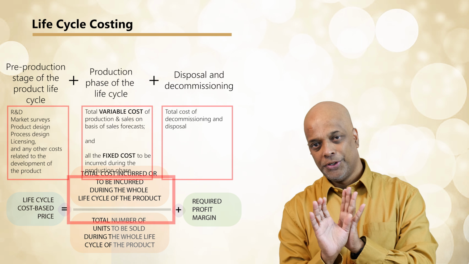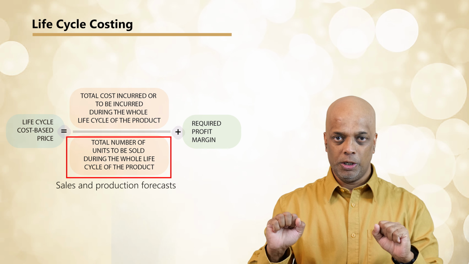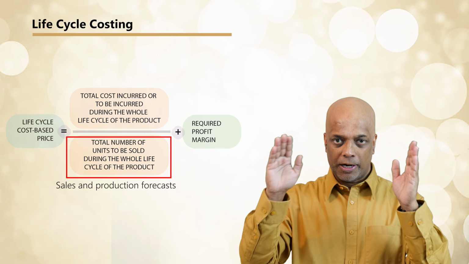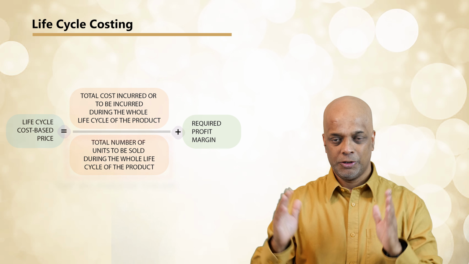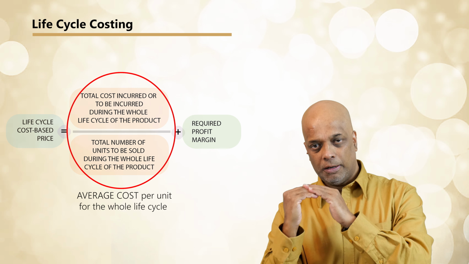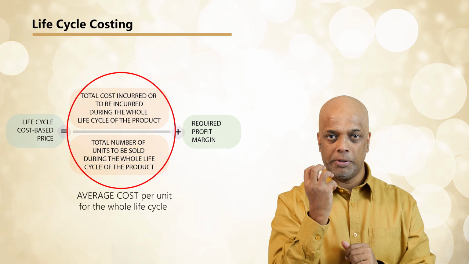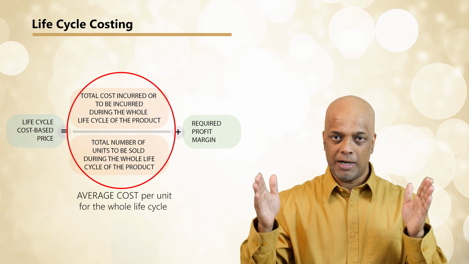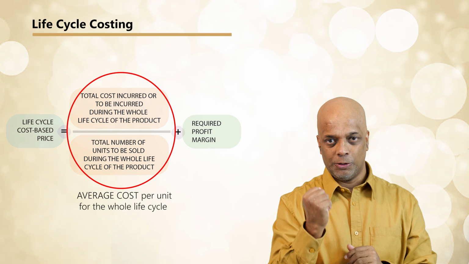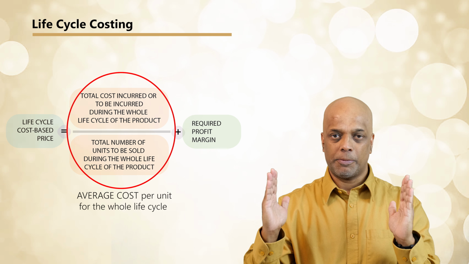And then the second element that you have to estimate is the total number of units to be sold or produced. So that is your demand forecast, your production forecast. Once you get that figure, you can divide the total life cycle cost by the total number of units to be produced. Then you will have the average cost per unit for the whole lifespan of the product. So to emphasize, you calculate the average cost per unit for the whole lifespan of the product.